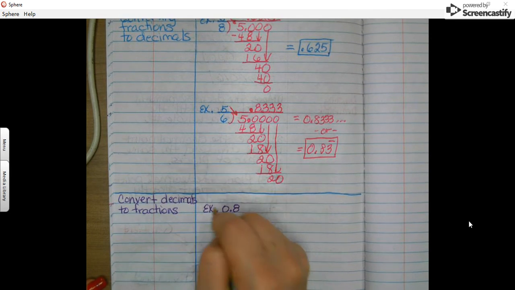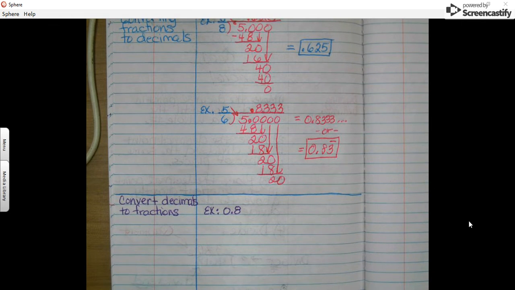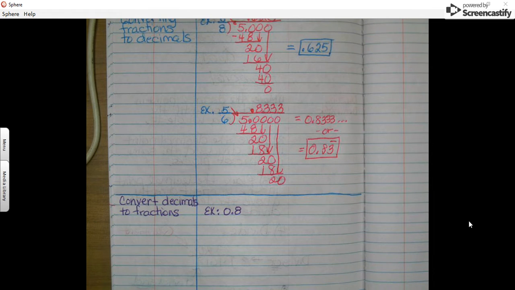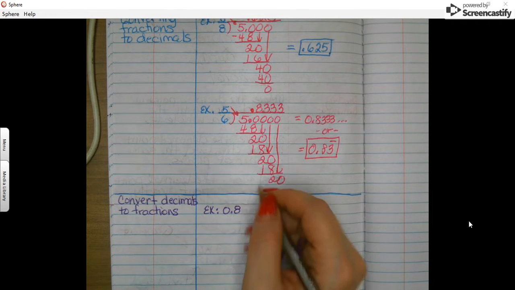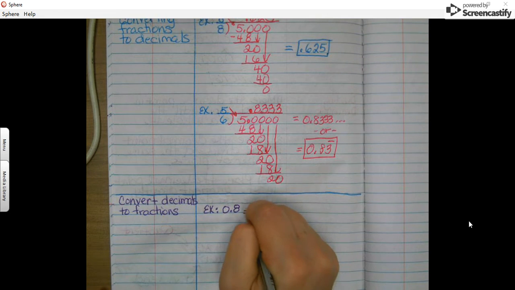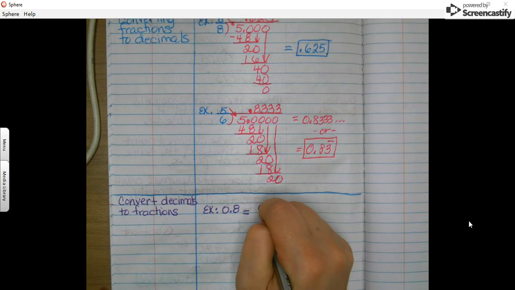0.8. What is 0.8? Like when you learned place value, like on the positive side, it was ones, tens, hundredths. What did we call the first place after the decimal point? Tenths, right? So it's really 8 out of 10. So what that means is that I'm going to put 8 over 10.